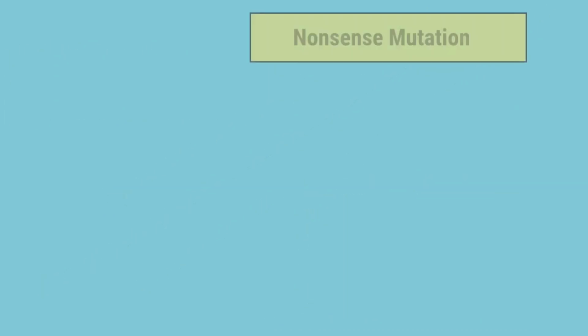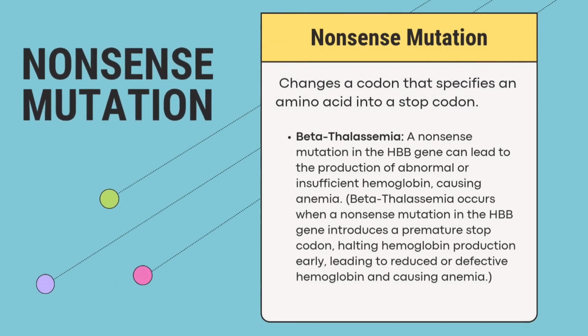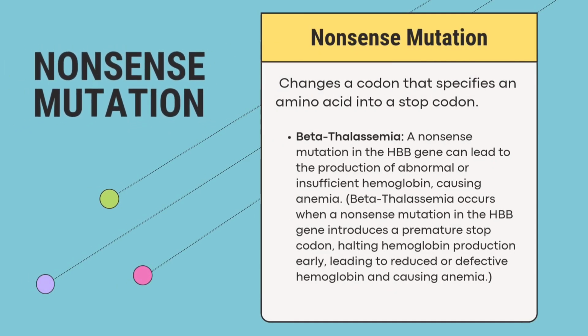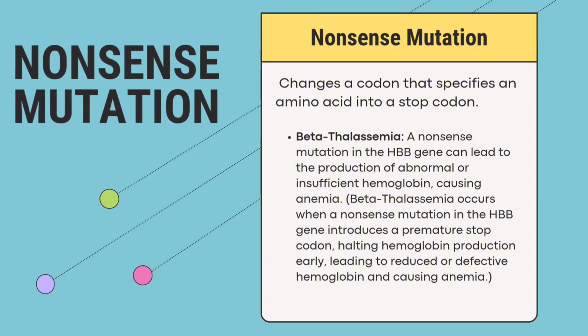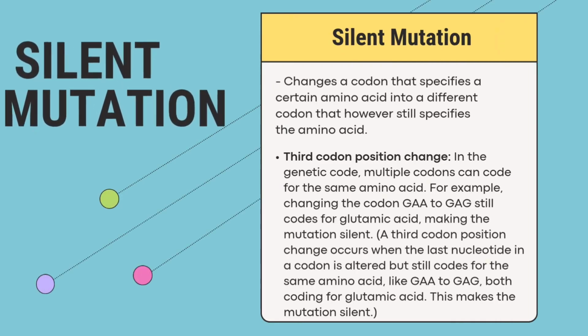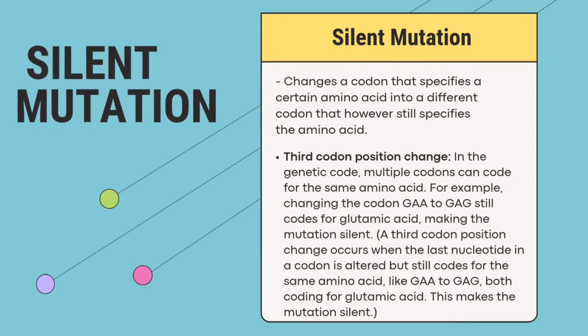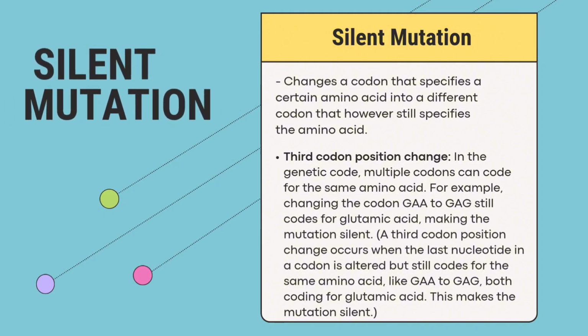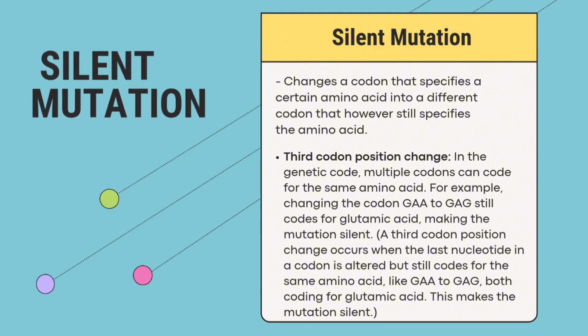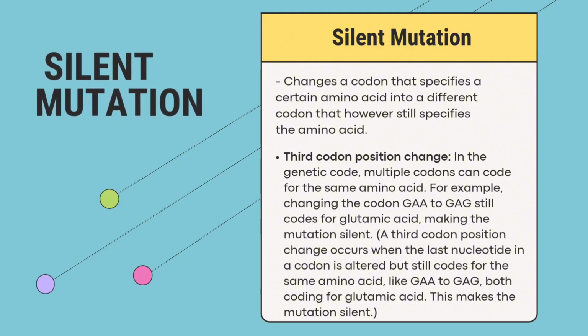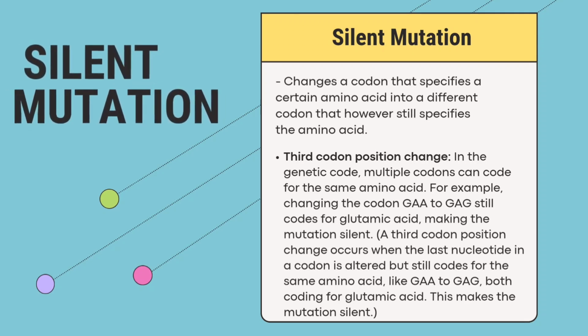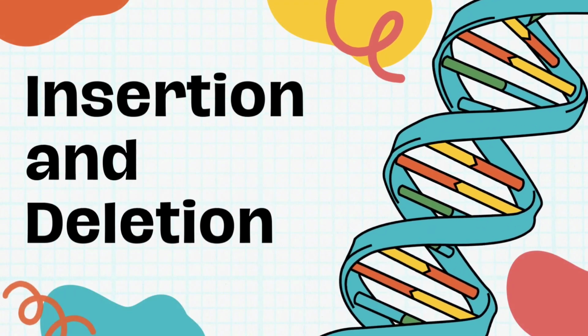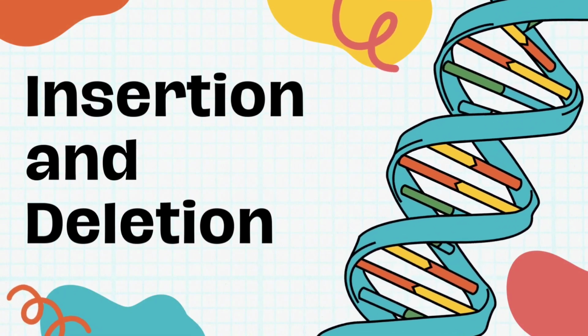Nonsense mutation. What is nonsense mutation? Nonsense mutation changes a codon that specifies an amino acid into a stop codon. Silent mutation. What is silent mutation? Silent mutation changes a codon that specifies a certain amino acid into a different codon that, however, still specifies the amino acid. Now shifting gears, let's explore insertion and deletion.